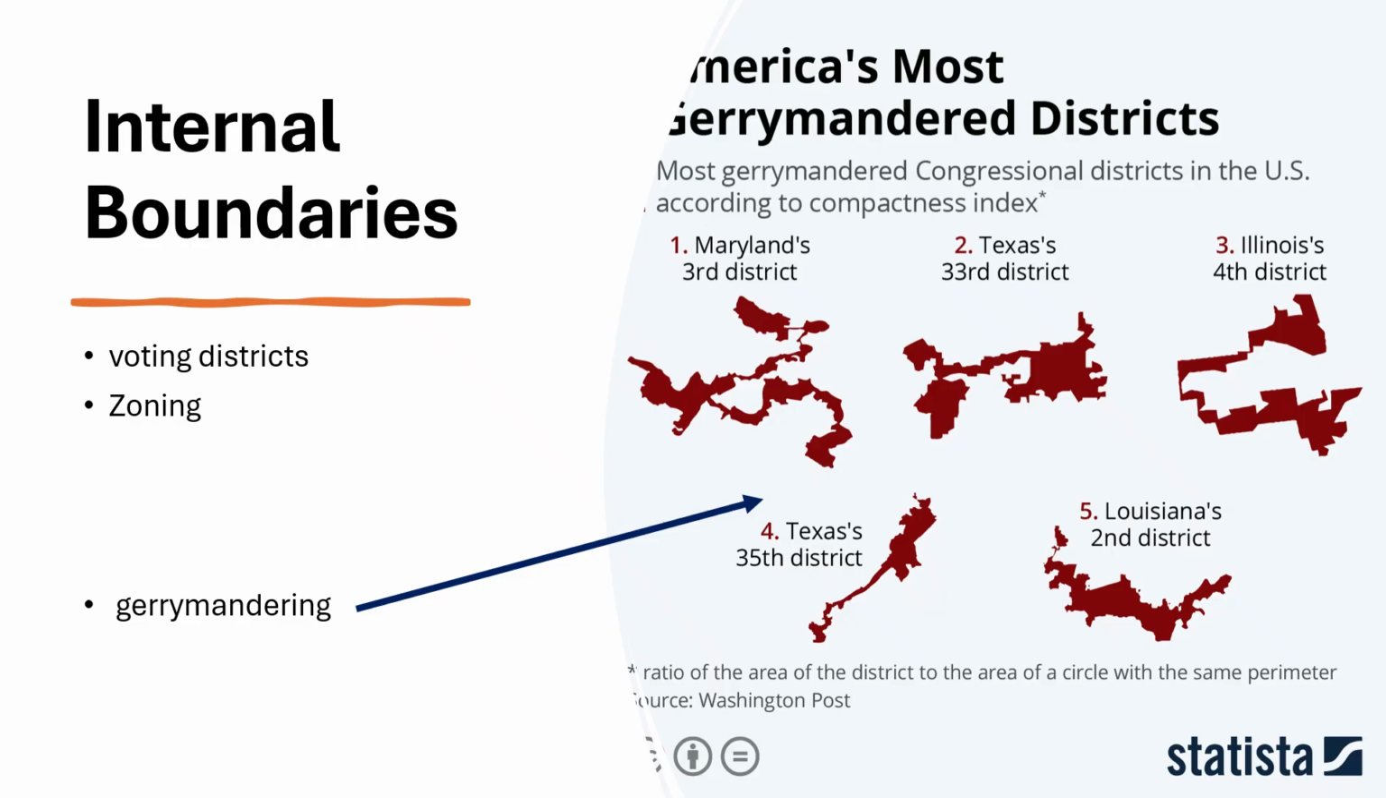And finally, gerrymandering: creating voting districts in strange shapes to try to benefit one political party over another. This extreme way of drawing internal boundaries causes problems and lawsuits in the United States. I show you 5 different examples of extreme gerrymandering, 2 in Texas, 1 in Maryland, Illinois, and Louisiana.